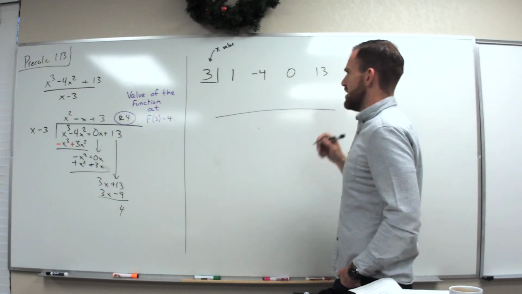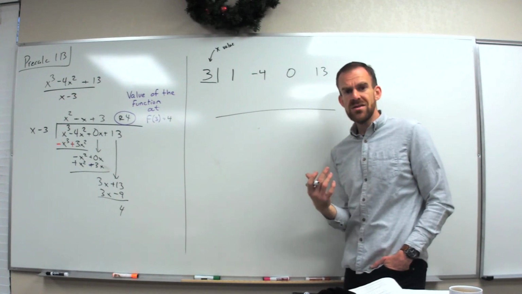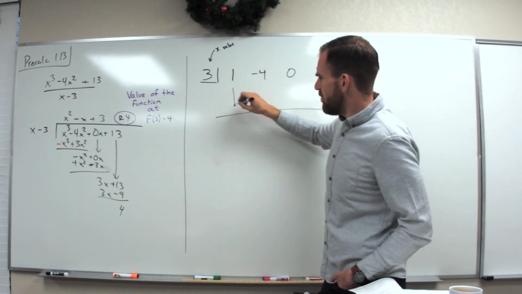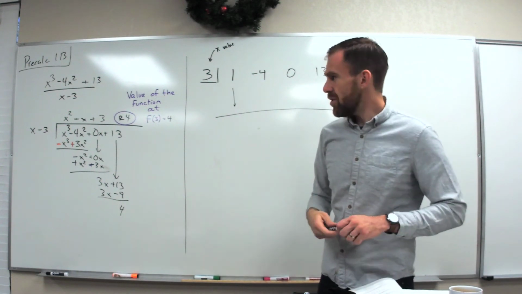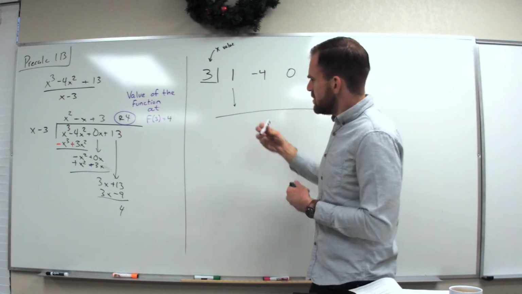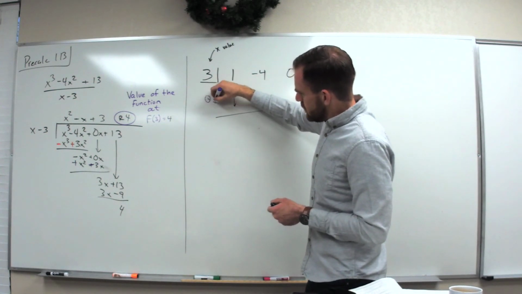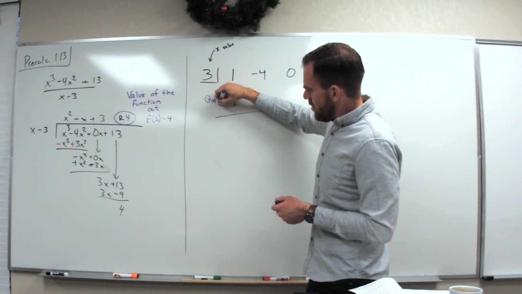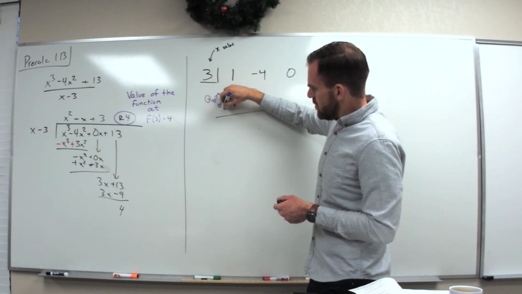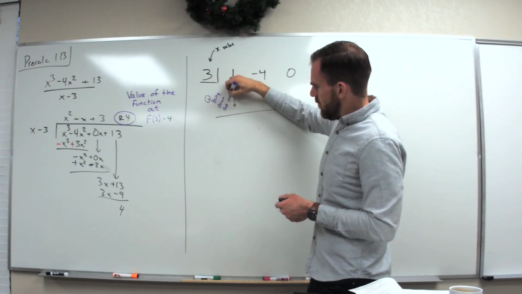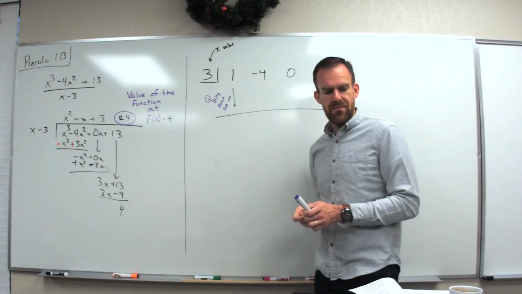And here's the process. Pay attention closely. First step, bring down the first number. I'll write it in purple, just for fun. Step 1, bring down first number. So, I'm going to bring down the 1.